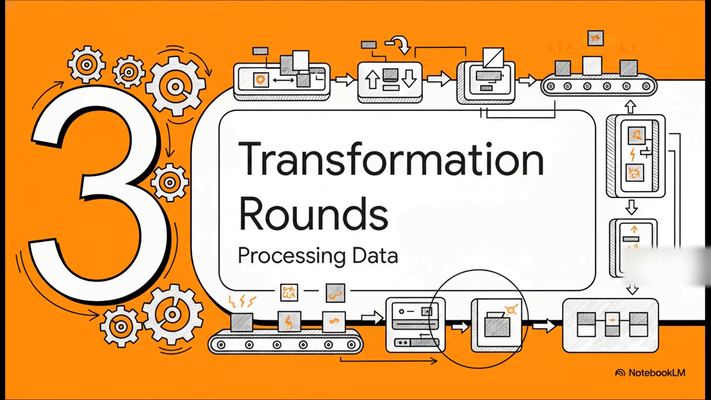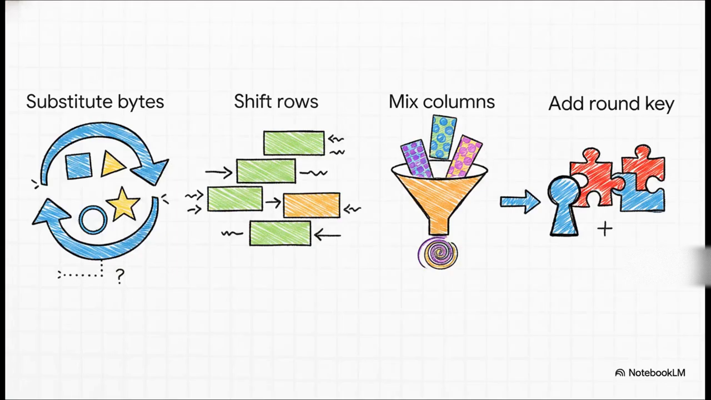Let's see how this data is actually processed. Okay, so inside every single standard round, your data undergoes 4 rapid-fire mathematical transformations. It goes like this: SubBytes, ShiftRows, MixColumns, and AddRoundKey. Round 1 blasts through these 4 steps, then instantly passes the array over to round 2. Round 2 does the exact same thing, passing it to round 3, and so on.